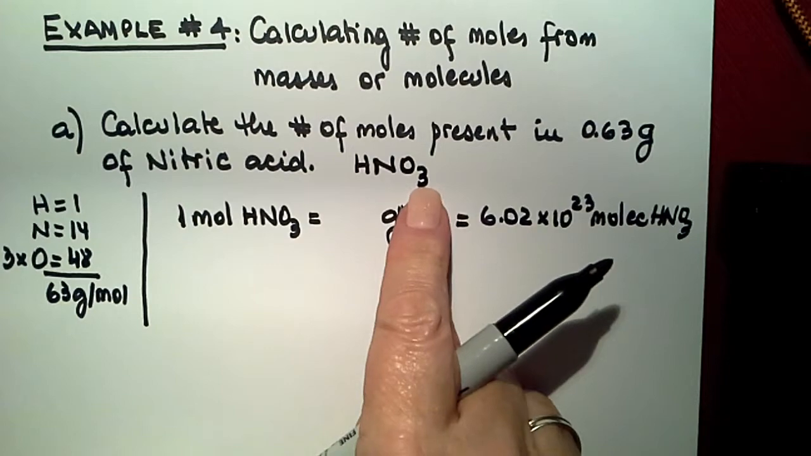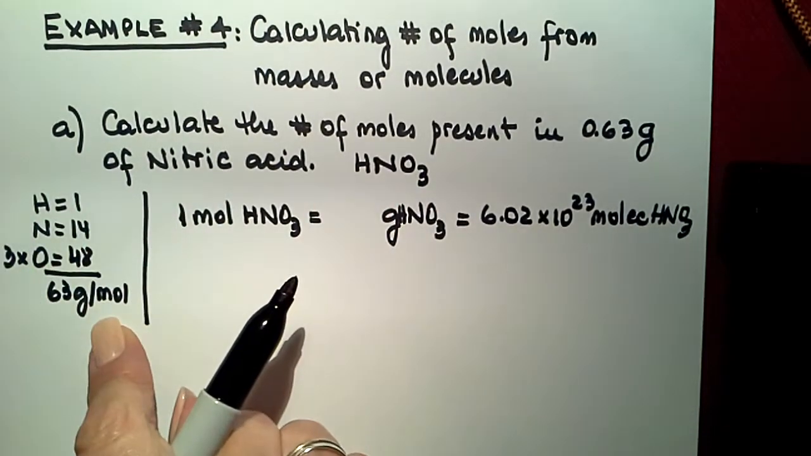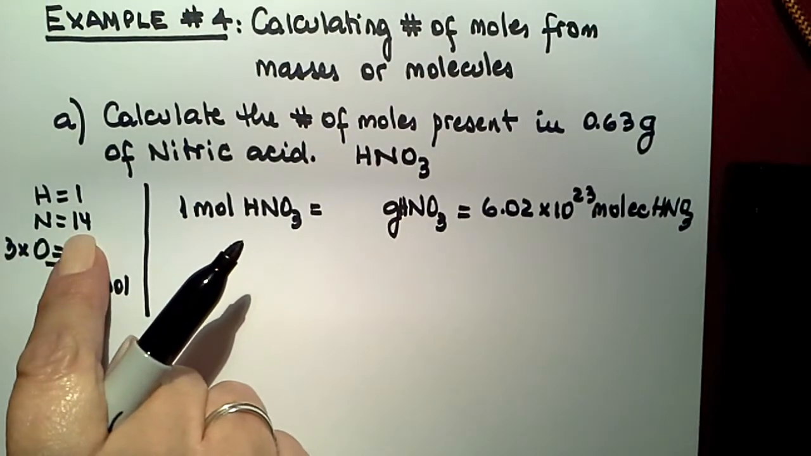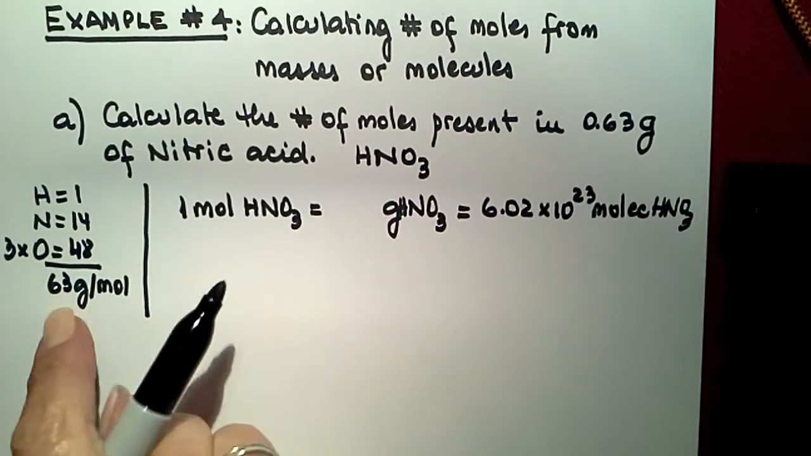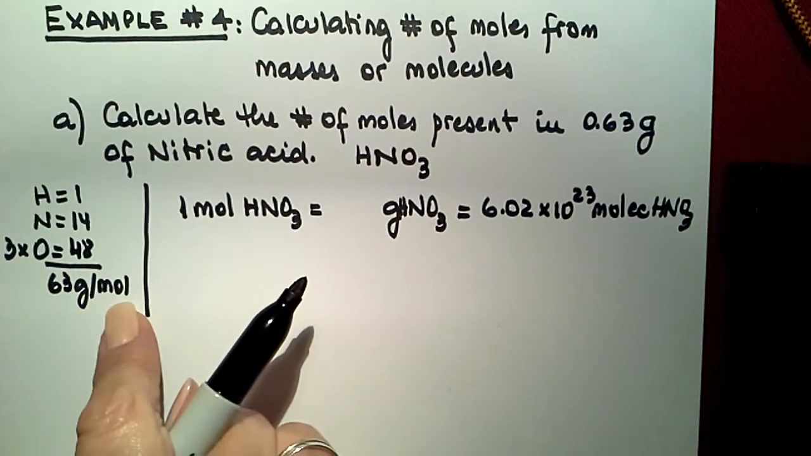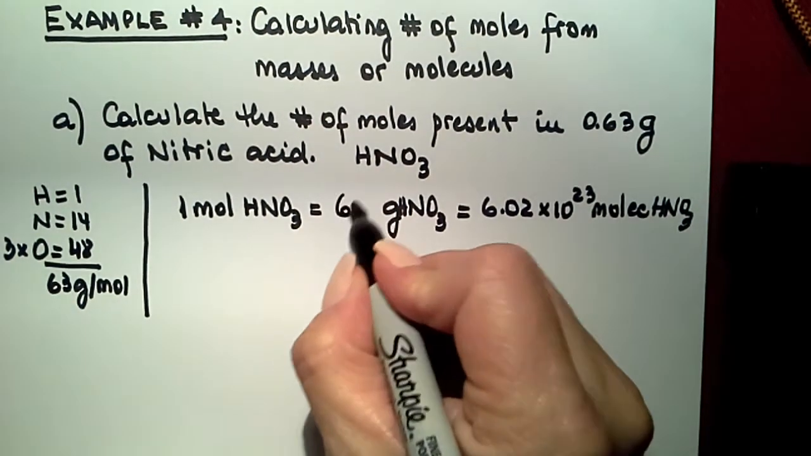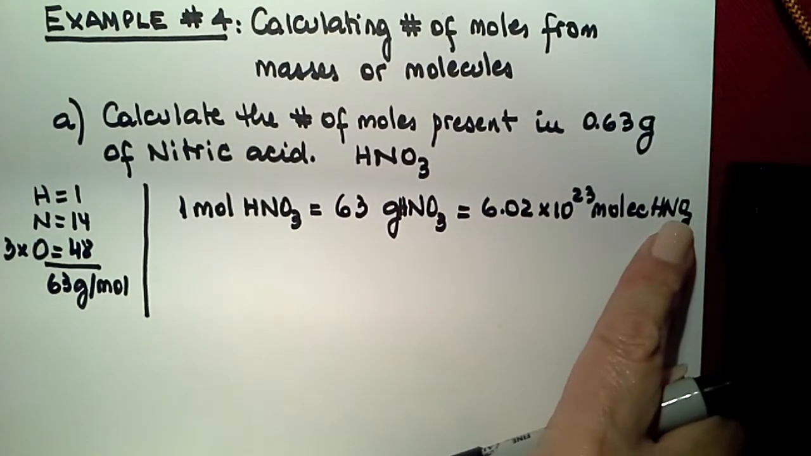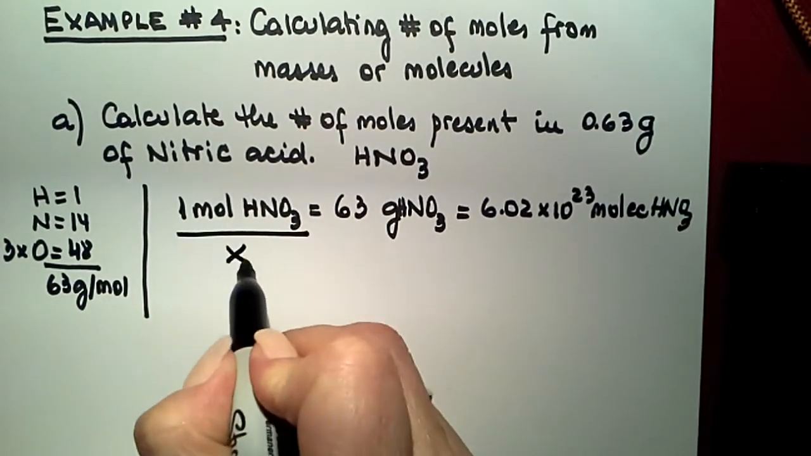So the first thing that we need to calculate is how much is the molar mass of the nitric acid, which I did here. Hydrogen 1 time, nitrogen is 14 because it's the mass in the periodic table, and oxygen 16 times 3 because it appears 3 times. That is going to give me 63 grams per mole. So 1 mole of nitric acid is equal to 63 grams of nitric acid, and it's going to have this amount of molecules.